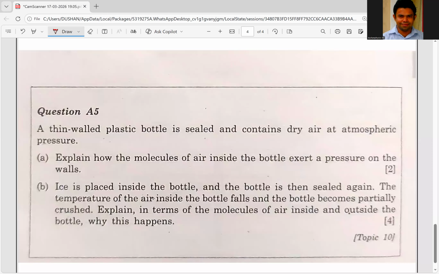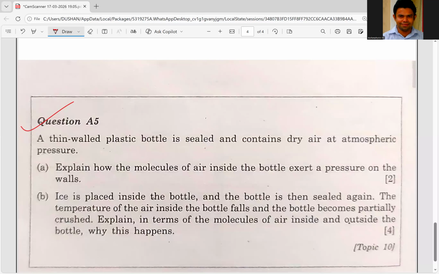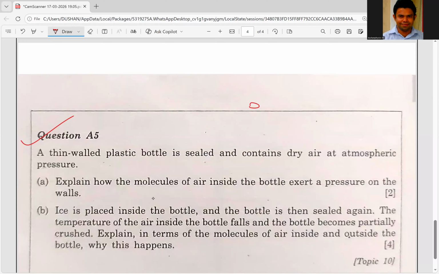Okay, let's go to question number 5. A thin-walled plastic bottle is sealed and contains dry air at atmospheric pressure. So a thin-walled plastic bottle can be a water bottle. So what does it contain, Manula? Water?